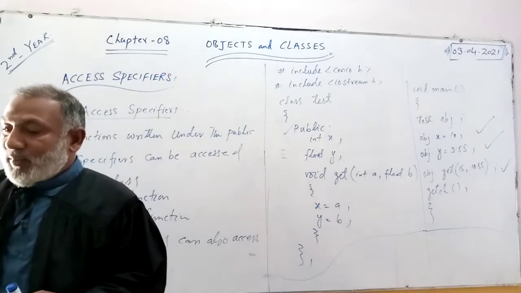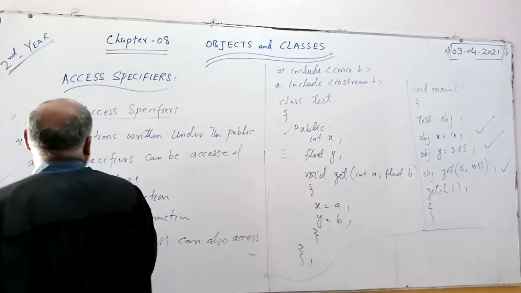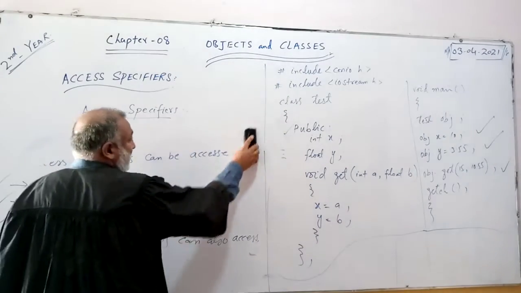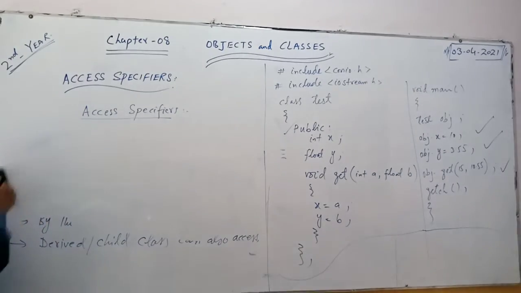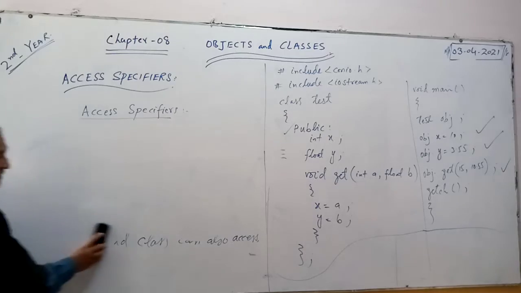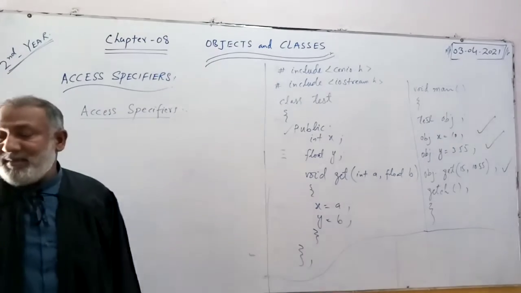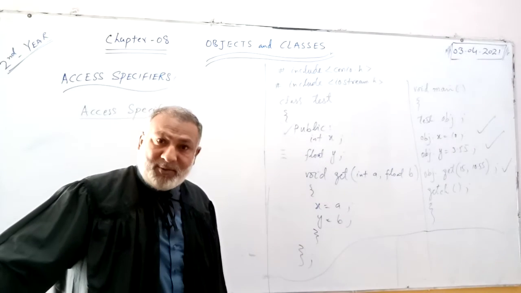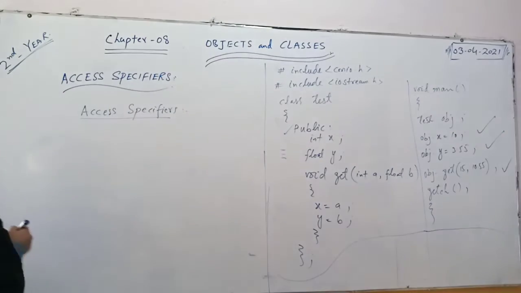Okay, so now we move to the protected access specifier. That is the third one, and we have these three access specifiers. The two we use normally: in your programming you have used private and public, but we have never used the protected access specifier. Why am I discussing it right now?